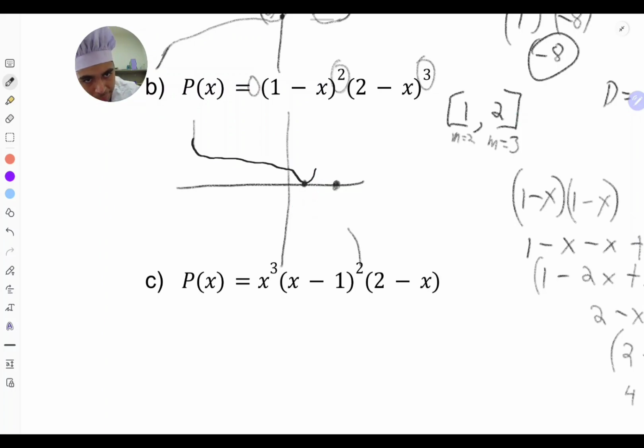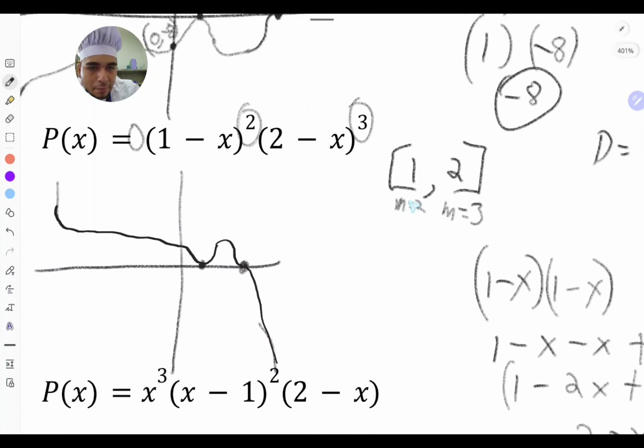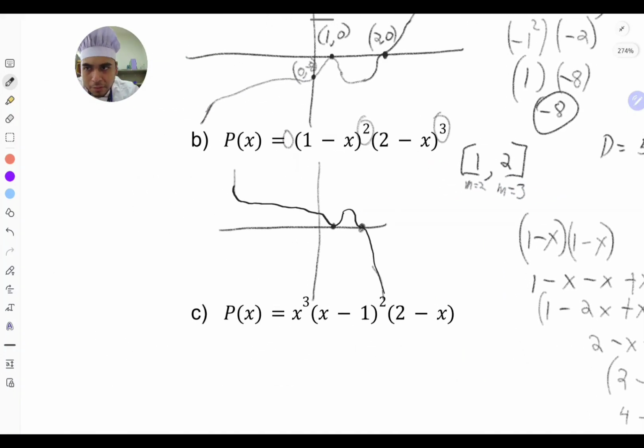And now we know that 2 has a multiplicity of 3. Okay? So there we go. Connecting the dots, right? So we can see that zooming in this area, that looks like a cubic. Zooming in here, that looks like a square, which is exactly what we see, right? This is the multiplicity of 2. This is a multiplicity of 3. So therefore it's fine. It works really well.